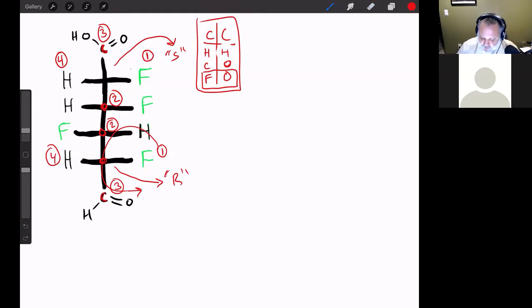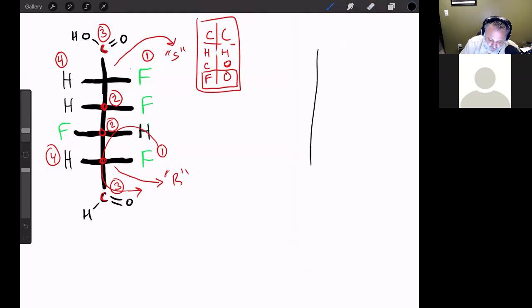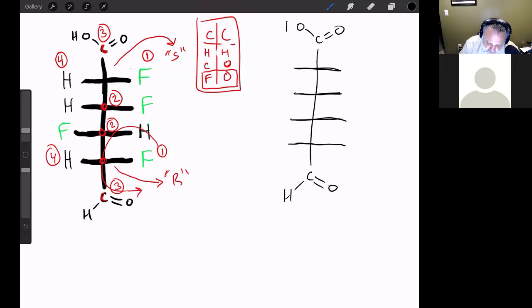Well, what else is good about them? What else is good about them is that I can easily draw enantiomers. How would I draw the enantiomer of this molecule? If I have this here and this here, and I want to draw the enantiomer, then what do I have to do with each stereo configuration? I have to reverse it. Each stereo configuration has to be reversed in order for it to be a mirror image.